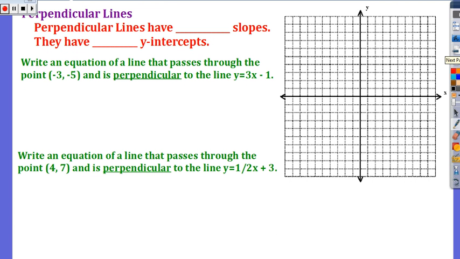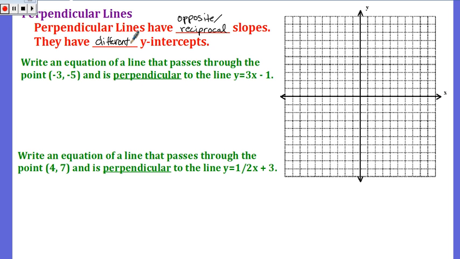Now let's take a look at perpendicular. With perpendicular lines, they have opposite reciprocal slopes. Both parts have to happen, but they're going to have different y-intercepts just like the parallel. Taking a look at the same or similar equation as the one on the front, we've got going through the point (-3, -5) and is perpendicular. So again, we need the opposite reciprocal slope to y = 3x - 1.